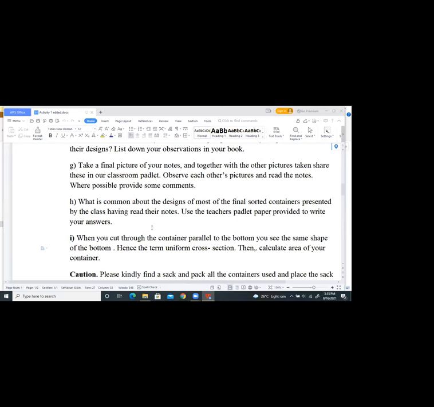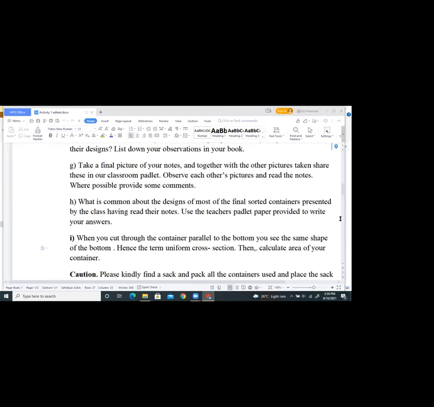So I want you to look at your diagram, or at the container you have sorted finally, the one which you sorted, and see which area formula it is going to suit. Is it a cylinder? Is it a rectangle? So I want you to capture the area of your container depending on the knowledge we acquired in senior one on how to calculate the area of any object.